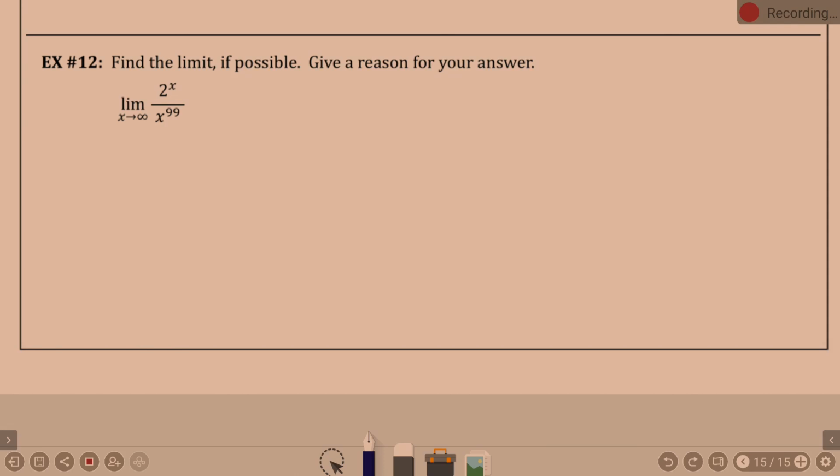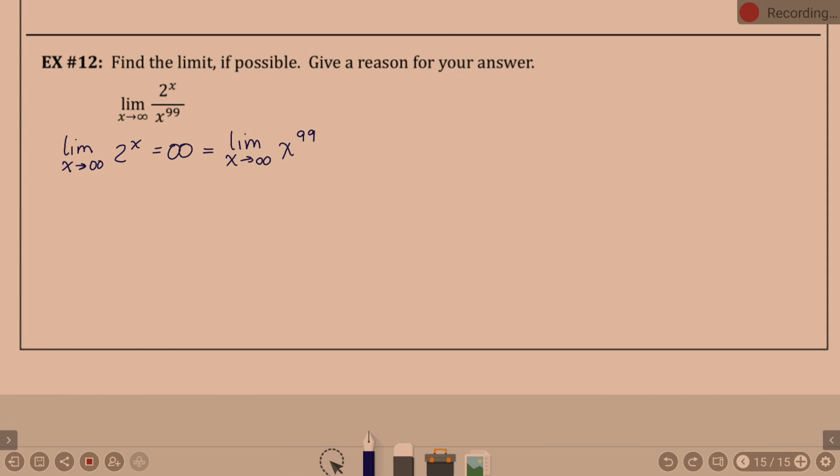Right now, if you do the limit of the top, the limit as x approaches infinity of 2 to the x is going to be what? 2 to the infinity is going to be infinity. But also on the flip side of that, what else do we know? The limit as x approaches infinity of x to the 99th is also going to equal infinity, yes? Yes. So we are at that scenario of infinity over infinity.